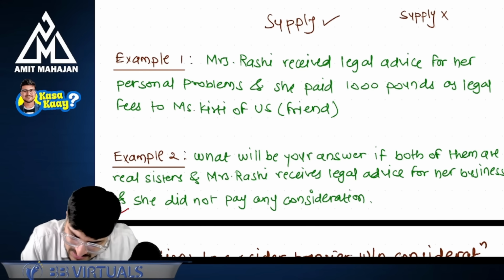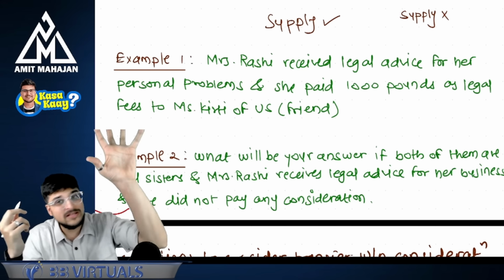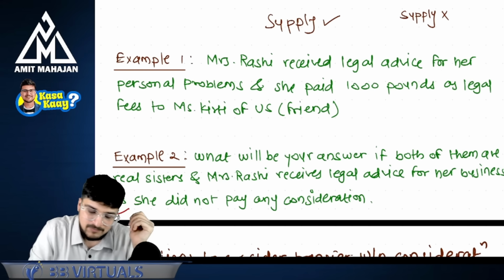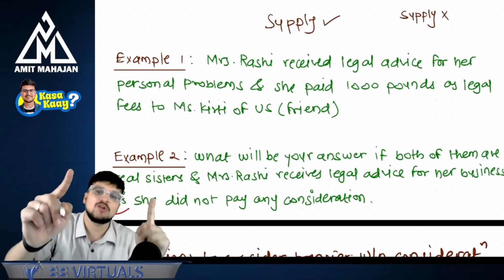Look here. Mrs. Rashi received legal advice, which means importation of service, for her personal problems, and she paid £10,000 as legal fees to Miss Kirti of US. Pounds are involved, which means consideration is involved. It will always and always be considered as supply. It does not matter why Mrs. Rashi is importing that service. It will always be considered as supply. Now, please try answering the second example.